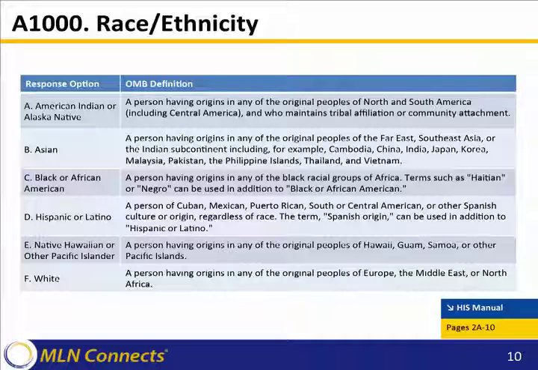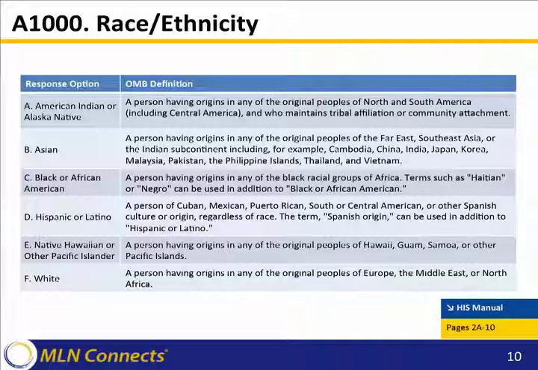HIS data collection guidance for item A1000 indicates that the preferred method of identifying race or ethnicity is by patient report. If the patient is unable to communicate this information, a family member or caregiver may provide the information. Lastly, observer identification can be used to complete this item if the patient is unable to respond and no family member, significant other, guardian, or legally authorized representative is available.